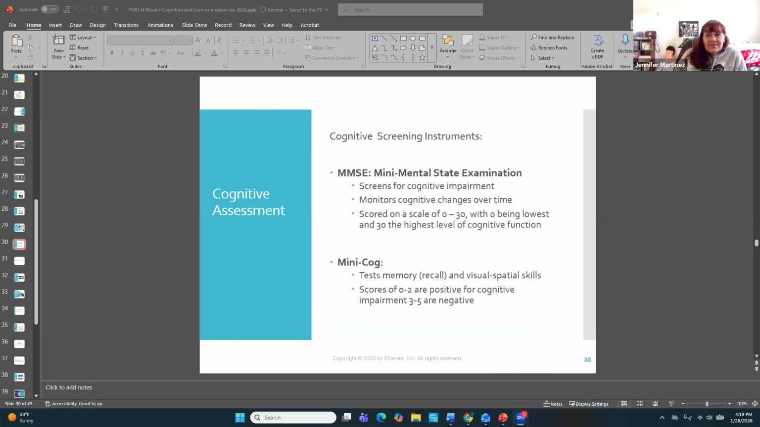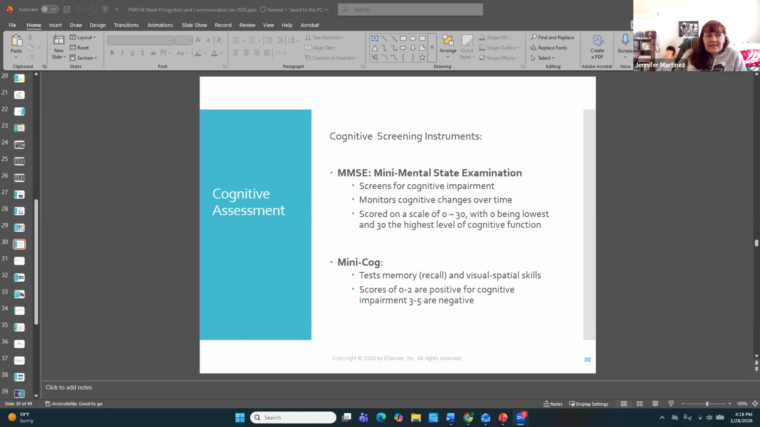So, cognitive assessment. There are different assessment tools that we can use to do a cognitive assessment in our elderly population. And one of them is the MMSE, which is your Mini Mental State Exam. It monitors cognitive changes over time. And these are usually done by providers. It scores on a 0 to 30, 0 being the lowest, 30 the highest level of cognitive function. So basically, the higher the score, the better.